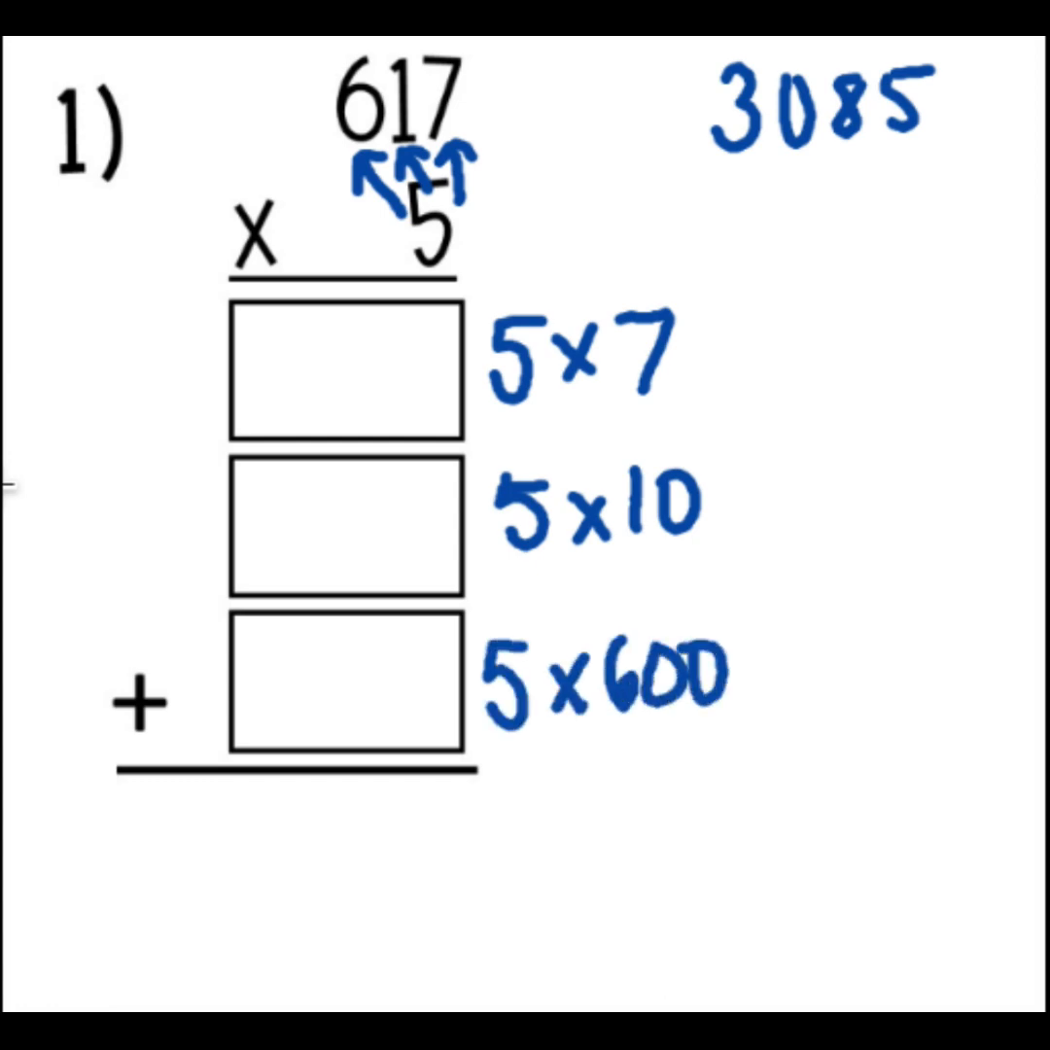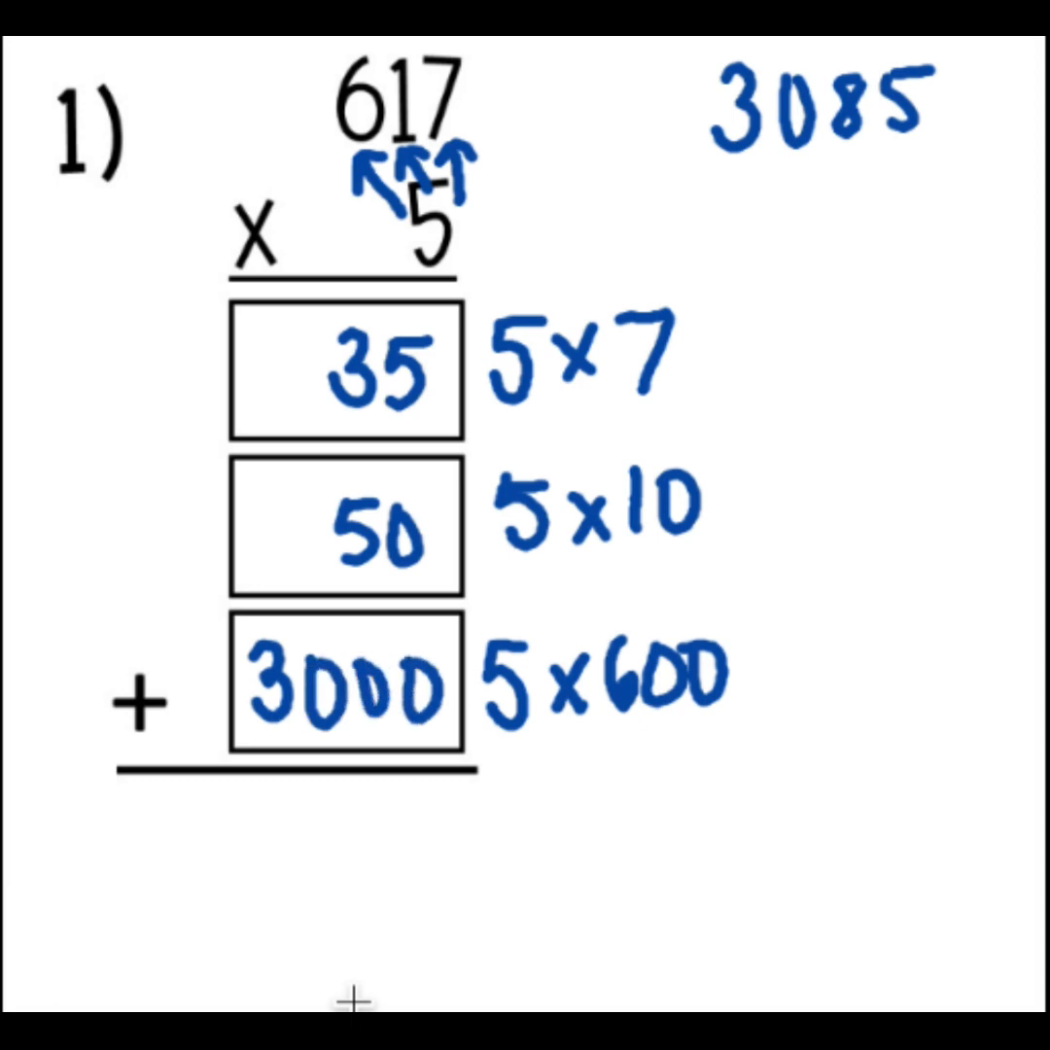Now that I have my partial products, I can go ahead and write the answers in the boxes. So 5 times 7 is 35. 5 times 10 is 50. 5 times 600 is 3,000. And just like we've always done, we're going to add these. So I end up with 5 in my first column, 8 in my second column, a 0 here, and then a 3. And as you can see, the answer from the traditional method and the partial product method, they are the same. Okay, so let's take a look at why this works.